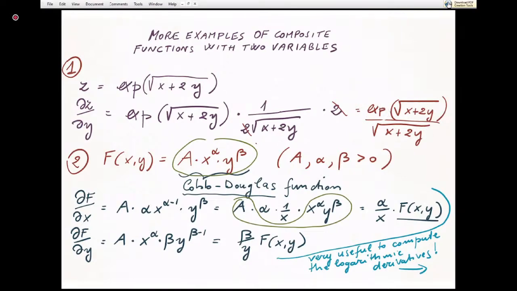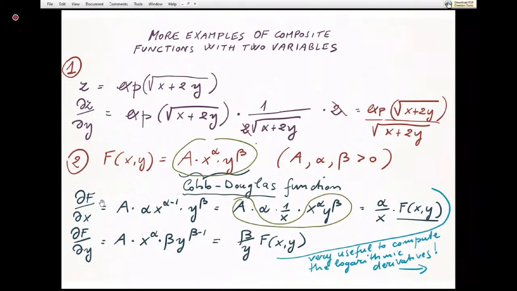Derivative with respect to y. The derivative with respect to x, basically nothing would change except that the last factor would be 1 here, okay? But the first 2 steps would be the same, because they are derivatives. So the two-variable function is just the inner function, okay? But the first 2 steps that refer to the 2 outer functions are the same. Okay, this is the standard power function in 2 variables, the Cobb-Douglas function, where capital A is positive and the 2 exponents alpha and beta are positive as well.